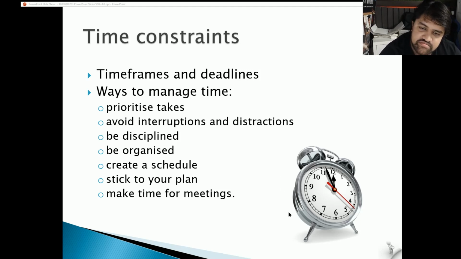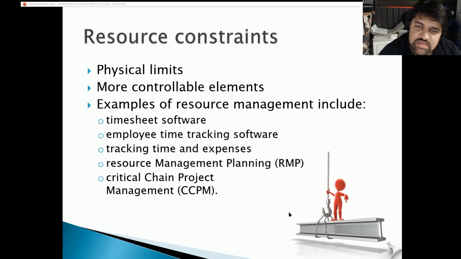Physical limits. These could be a resource constraint, more controllable elements, such as if there's a shortage of a certain item or it's a seasonal item. These things could be heavily constraining your business and the way you can structure or create products for the restaurant. Examples of resource management include timesheet software, employee time tracking software, tracking time and expenses, resource management planning, critical chain project management software.